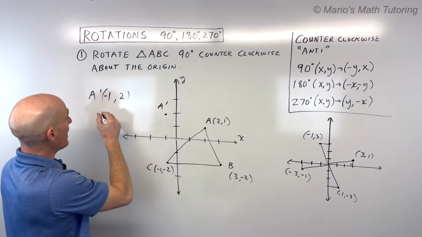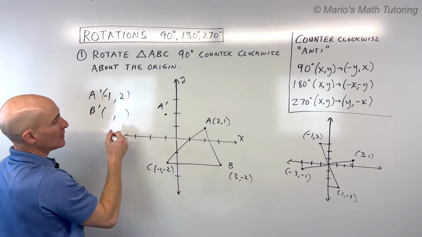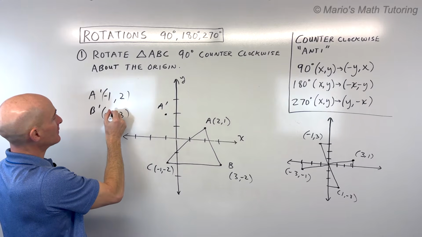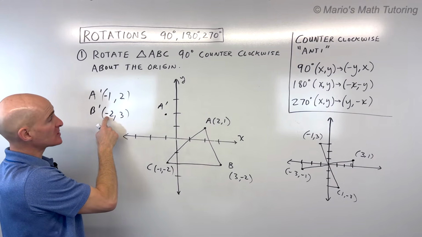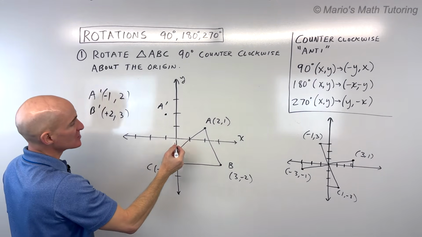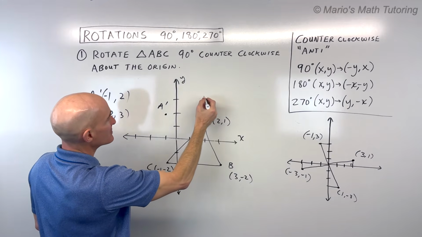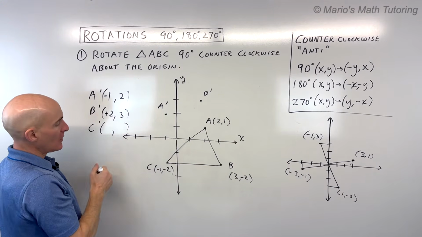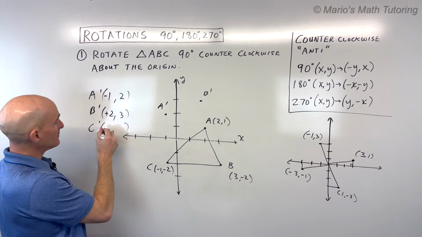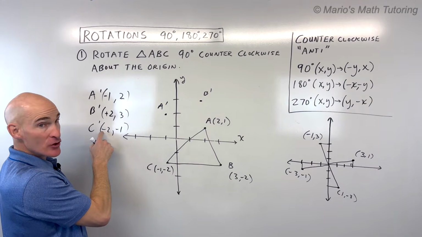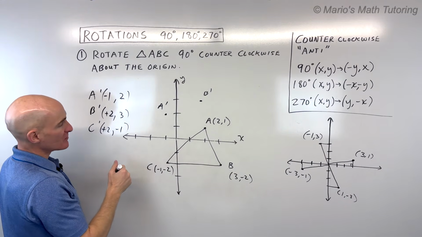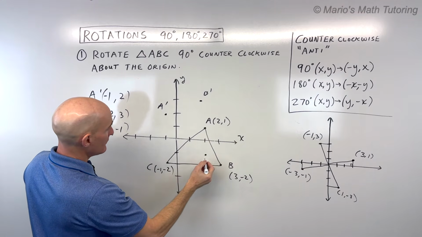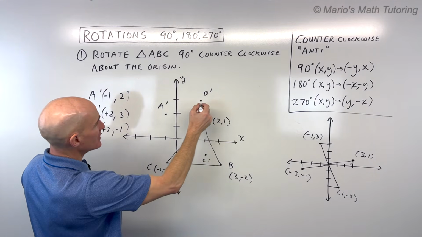For B prime, what's happening? We're switching the x and the y, and we're going to make the new x coordinate the opposite. So this becomes (2, 3). There's our B prime. And then lastly, for C prime, we're going to switch the x and the y. Again, we're going to make that new x the opposite. So it's going to be (2, -1). So that's going to put us right here, and that's our C prime. Let's go ahead and connect those up.